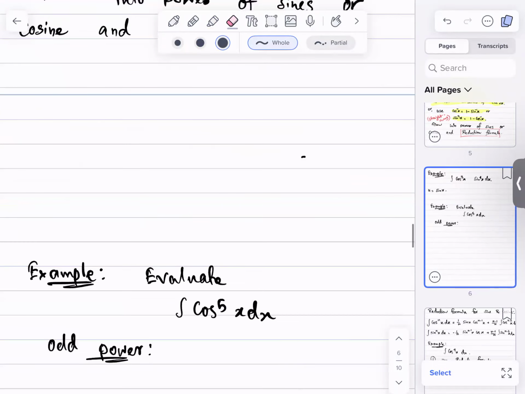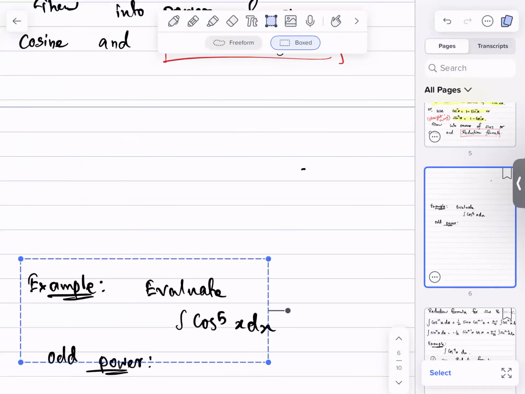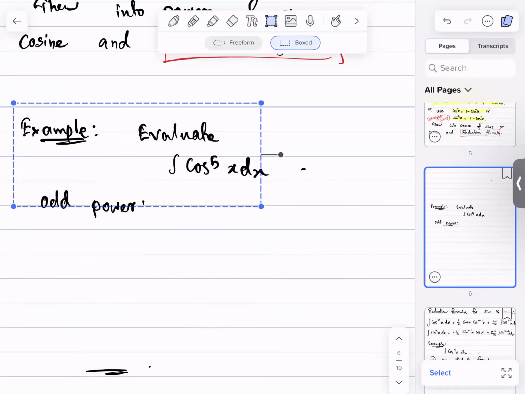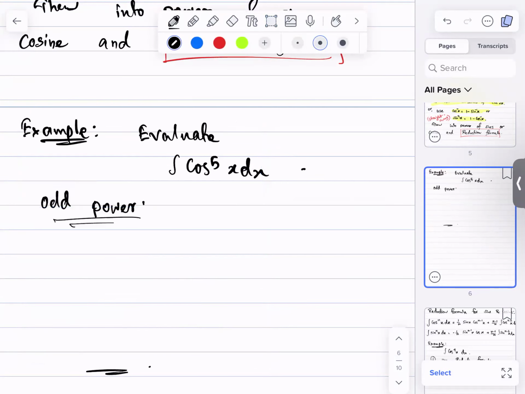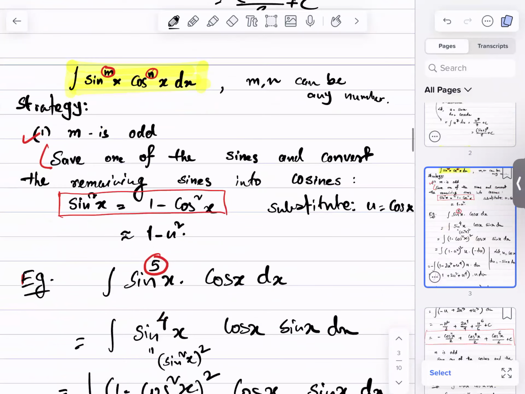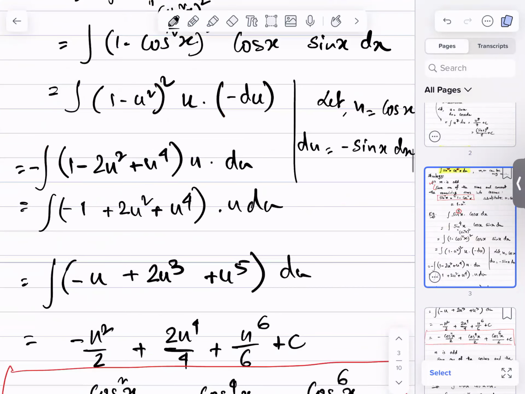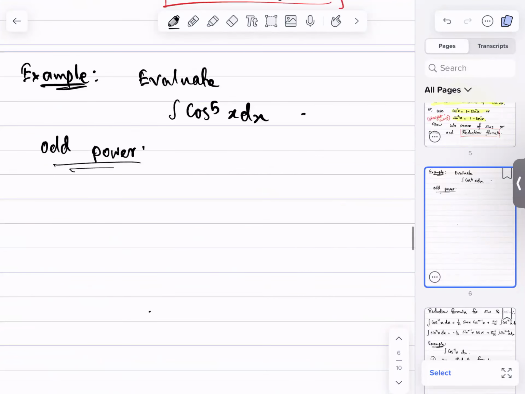Yeah, but I can do this example. This is also an example of how to apply strategy 1. So let me go back to strategy 1, sine to the m and cosine to the n x. Okay, so in this case, I can see that my m is 0 and n is 5. So this is odd. So therefore, I can use my strategy.